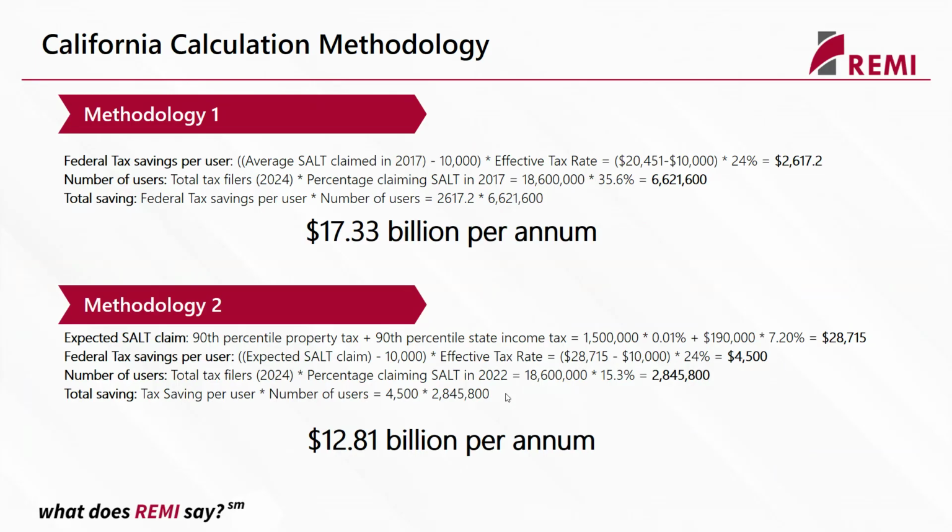In the second methodology, we estimated the 90th percentile property tax and added it to the 90th percentile state income tax by using the corresponding 90th percentile property values and income. Using this value subtracted by 10,000, then multiplied by 24%, we obtained the federal tax savings per user. As for the number of users of SALT, the total tax filers multiplied by the percentage of claimants of SALT in 2022. This results in $12.81 billion per annum savings, so that $12.81 to $17.33 billion would set our range for California.